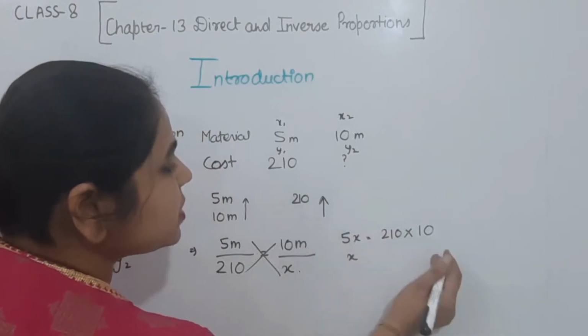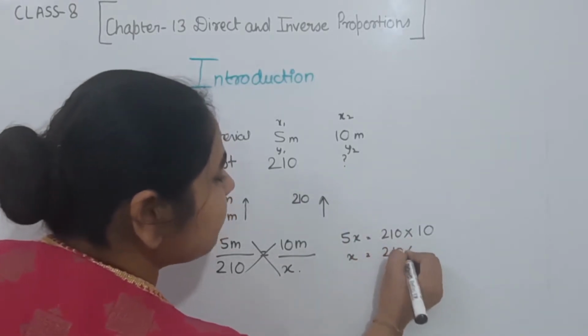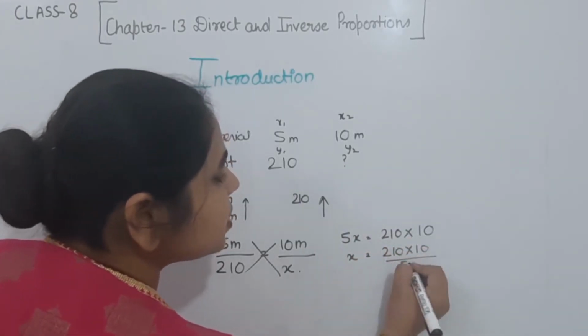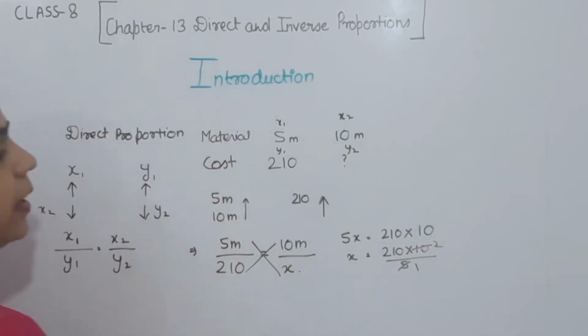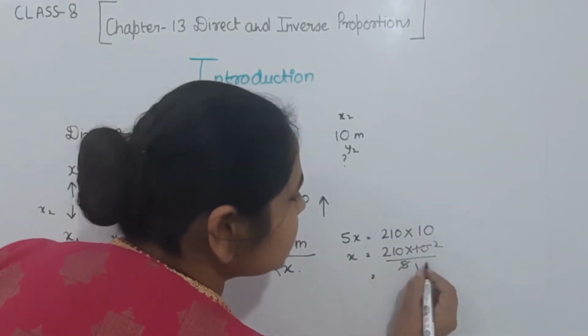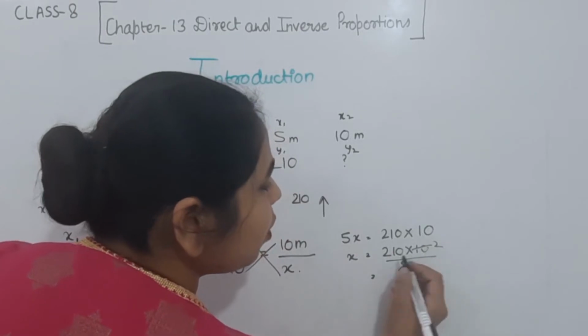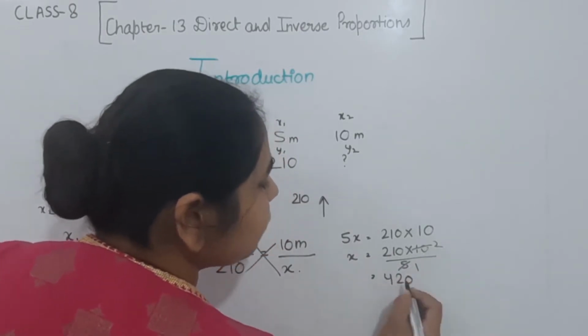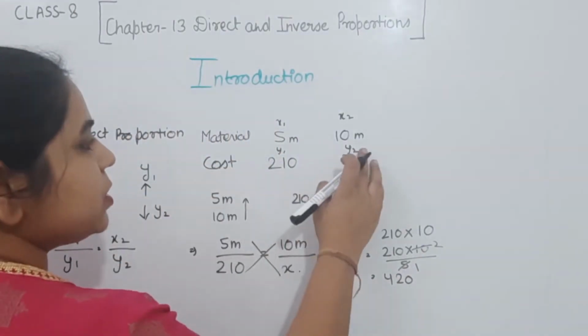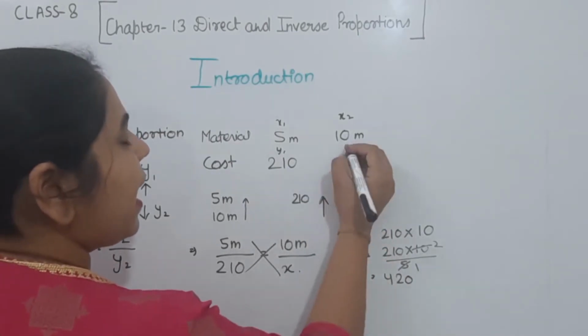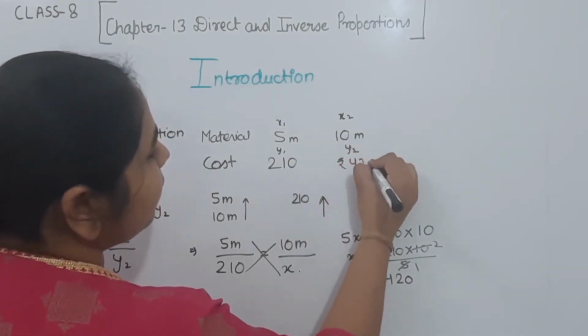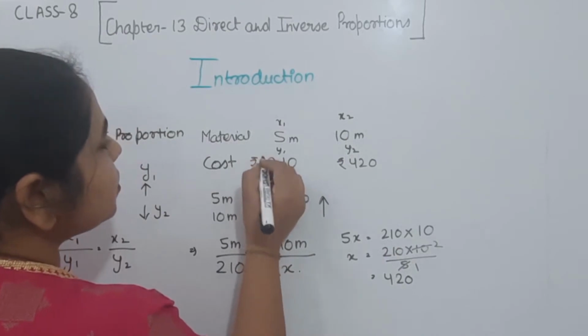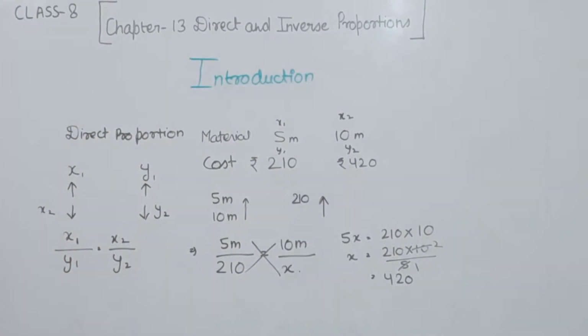Now we are going to transpose this 5 from the left hand side to the right hand side. So 5 ones are 5, 5 twos are 10. Now we are going to multiply this one. 2 multiplied by 0 is 0, 2 ones are 2 and 2 twos are 4. So the cost of the 10 meter cloth is 420 rupees. So this is direct proportion.